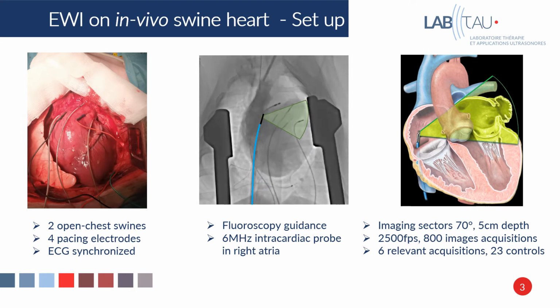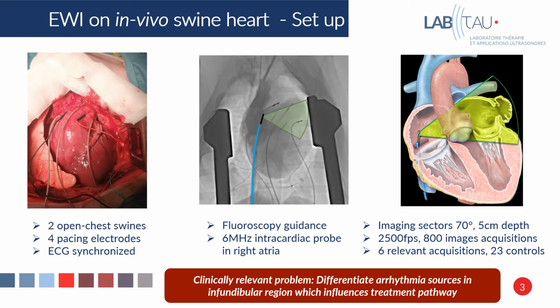For all this acquisition, 6 acquisitions were performed with a pacing electrode that was in the imaging plane, and 23 were acquired at the same imaging plane, but by pacing the heart from somewhere else. We got interested in the infundibular region, which is the crossing of the aorta and the pulmonary vein, because it is a known region of arrhythmogenic sources in the right ventricle.